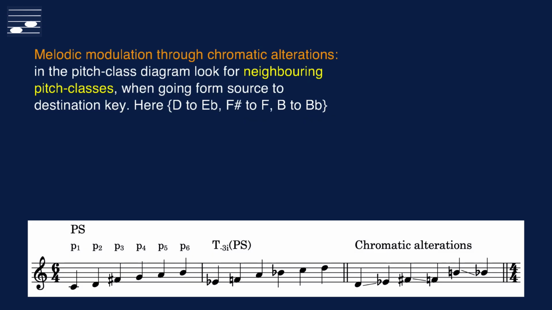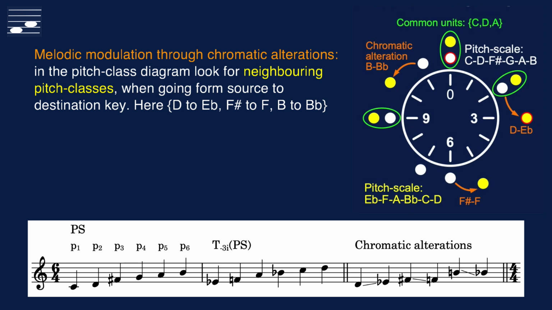The second method is based on a set of chromatic alterations that may be identified when comparing the source and destination key. This set has been marked in the pitch class diagram with arrows and is shown here in staff notation, where D moves to E flat, F sharp to F natural, and B natural to B flat.